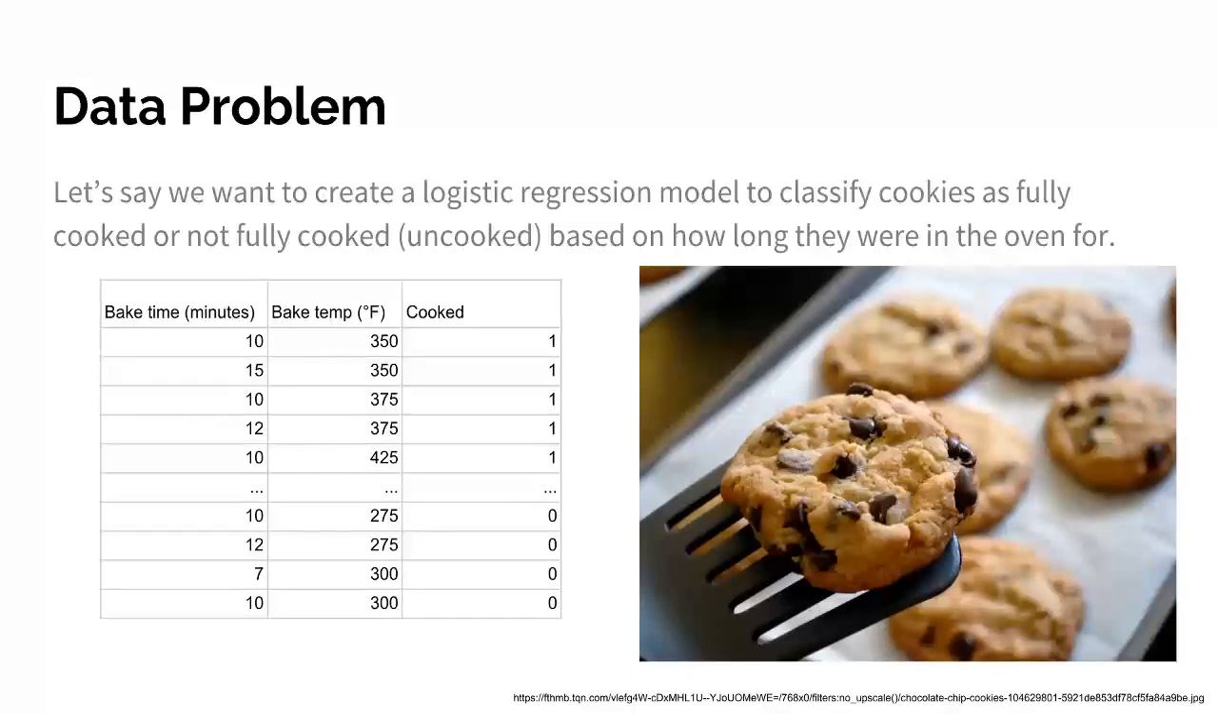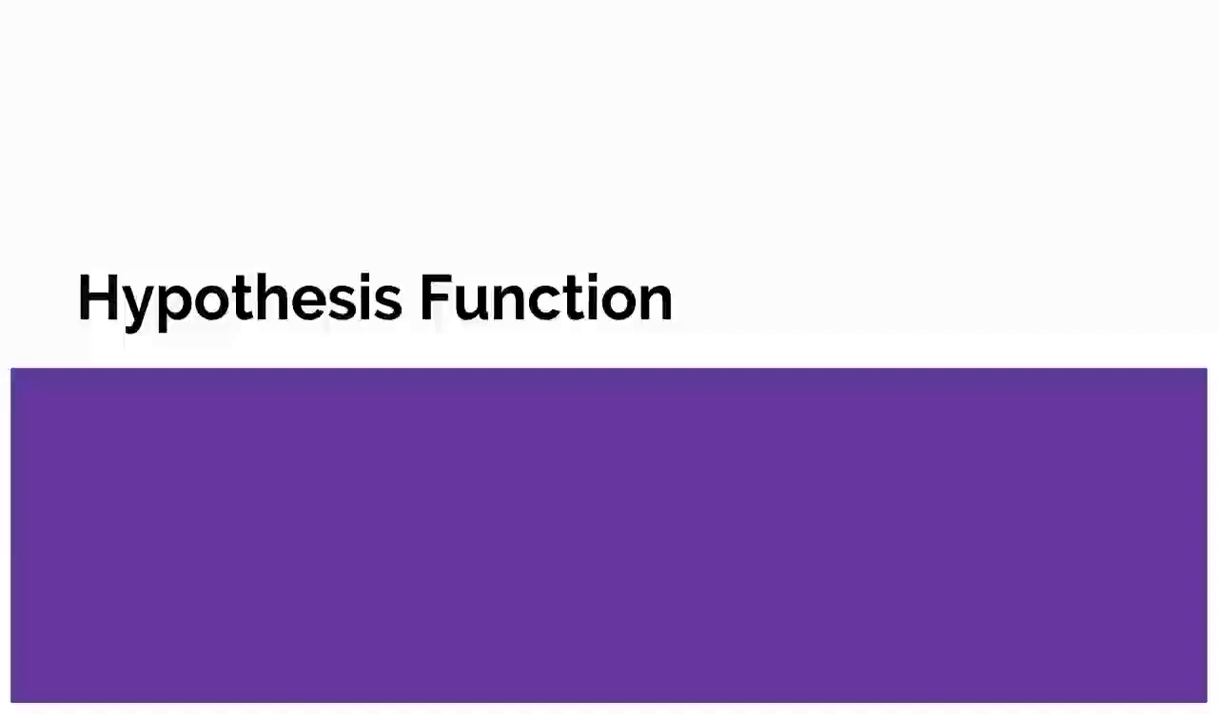Let's say we want to create a logistic regression model to classify cookies as fully cooked or not cooked, based on how long they were in the oven for and what temperature of the oven it was. And so here we have a sample data set with some bake times in minutes, temperatures in Fahrenheit, and cooked values, with 1 being cooked and 0 being uncooked. So we're going to go over the hypothesis function, cost function, and gradient descent for logistic regression.